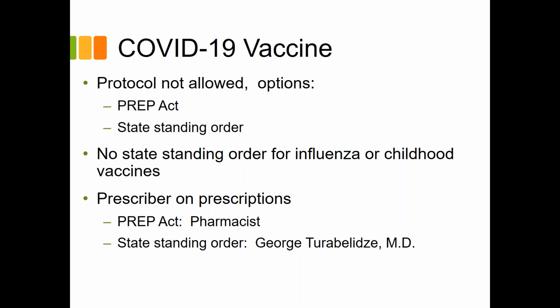Just a reminder, there is no state standing order for influenza or childhood vaccines. The standing order only covers the COVID-19 vaccine. If you need to make a prescription for the COVID vaccine when you're administering it, the prescriber on it will depend on where the authority is coming from. Under the PREP Act, the pharmacist would be the actual prescriber on that prescription. Under the state standing order, it would be Dr. Turbalese, the physician on the state standing order, who would be the prescriber.